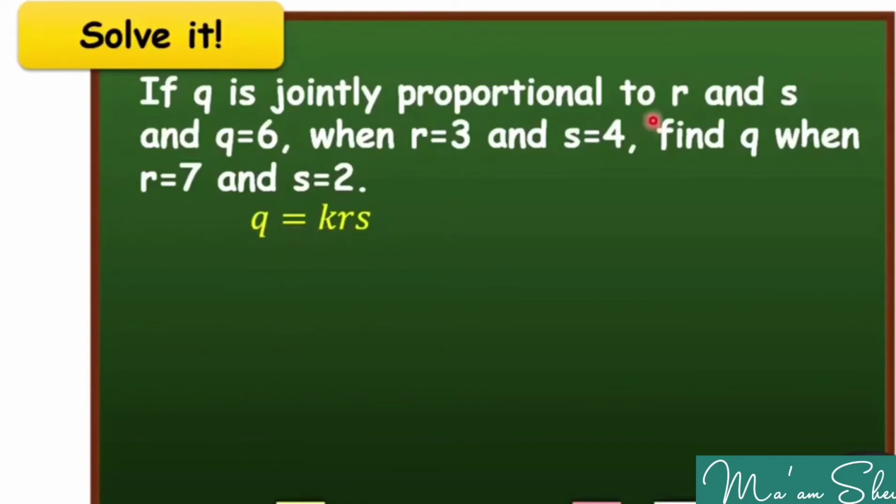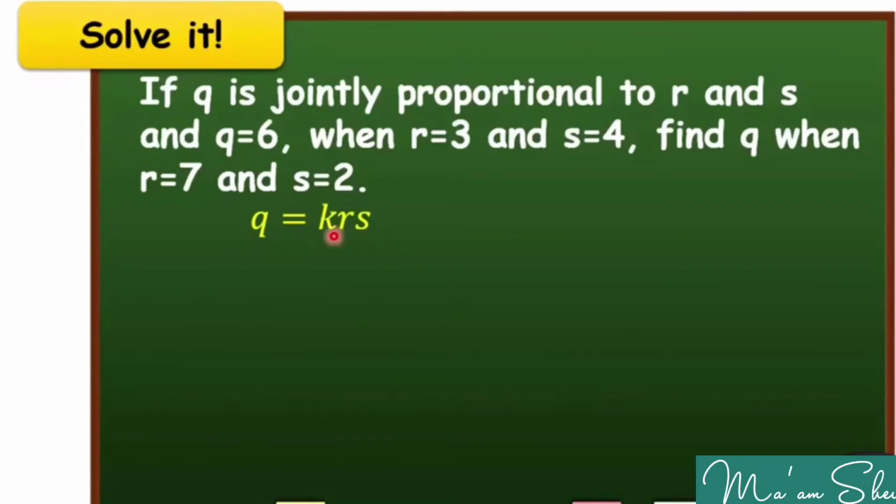So first, ang gagawin natin is to formulate the variation statement or yung equation natin. So Q is equal to KRS kasi sabi dyan, Q is jointly proportional to R and S. So imumultiply lamang natin yung RS sa ating constant. Okay? So that would be our equation or the mathematical statement of the joint variation. Q is equal to KRS.